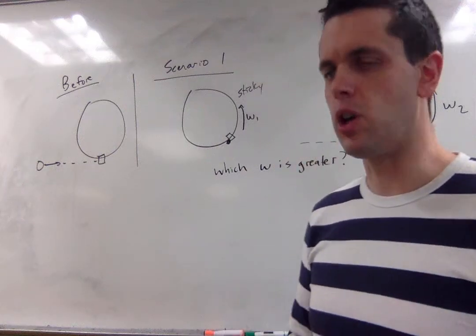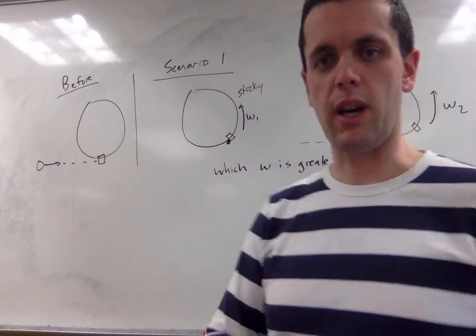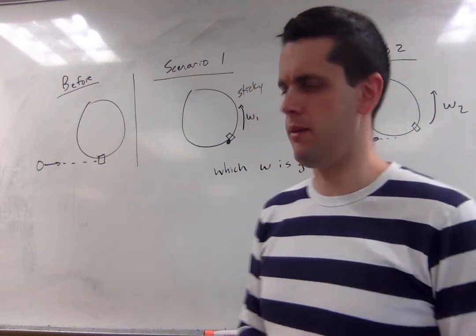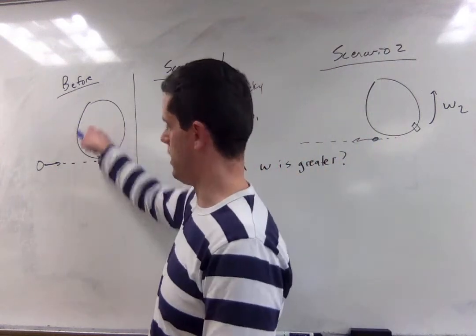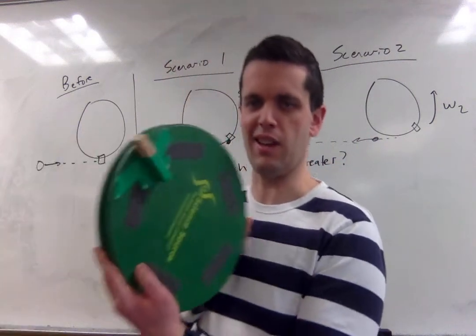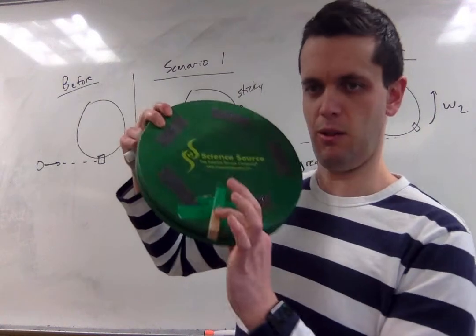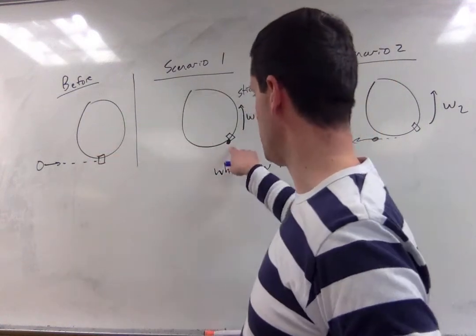So this is a video to go over the problem that I assigned, where you have an object that's shot at a disk and we're looking overhead. It's kind of like this thing, okay? It's got like a little Jenga block. And in the first scenario, it sticks to it.